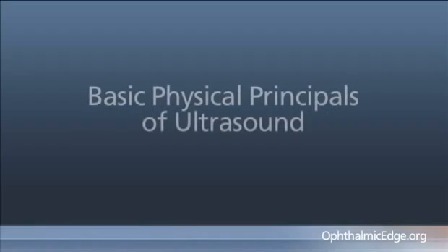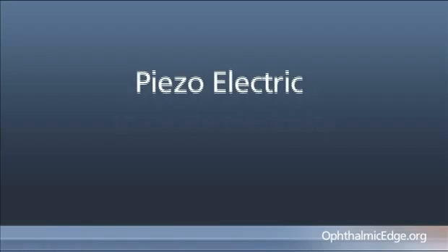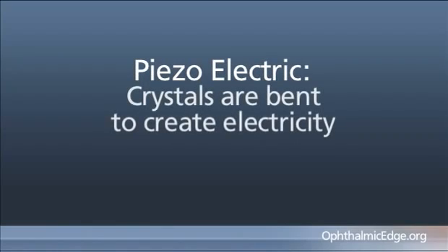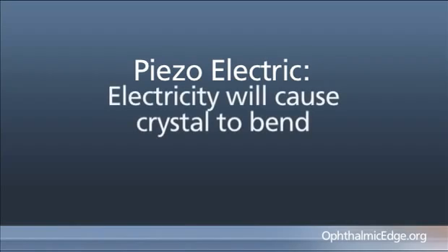For this second short lesson, we're going to be talking about two of the principles that are basic to the physical principles of contact ultrasound. Really, it involves all ultrasonography, and it involves two phenomena. The first is a piezoelectric phenomenon, which is really a phenomenon where crystals or materials can be bent and will send electricity, and if you put electricity into them, they will bend.